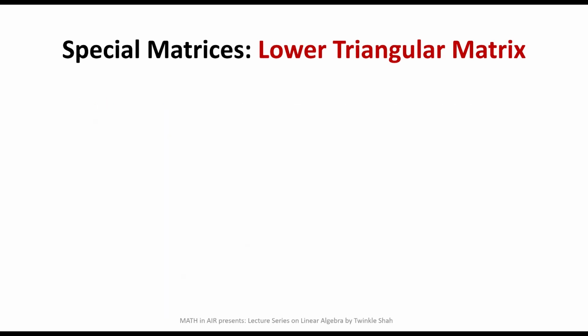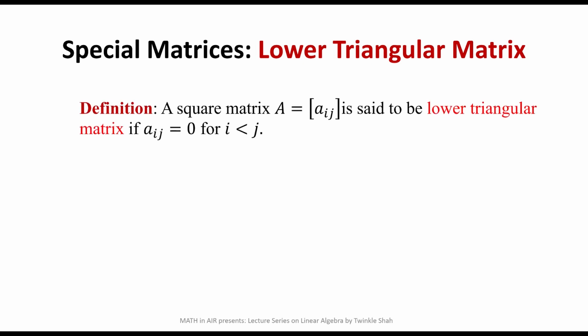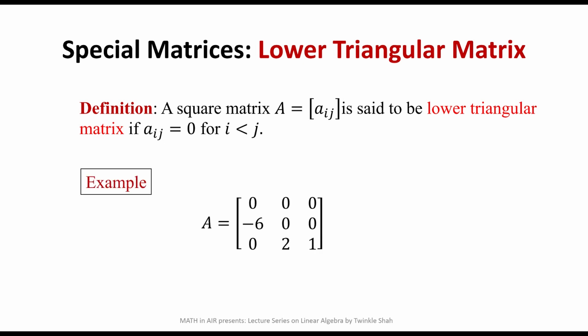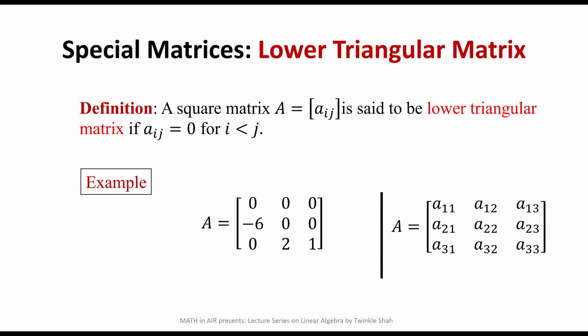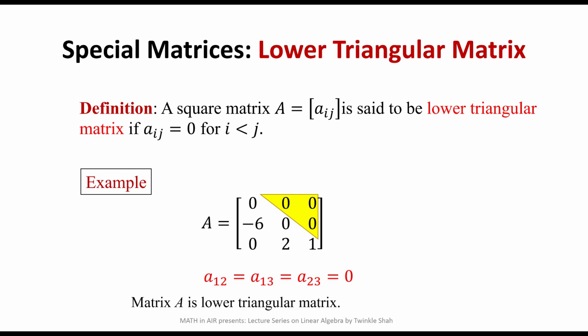Now let's understand the definition of lower triangular matrix. A square matrix A is said to be a lower triangular matrix if A sub ij equals 0 for i less than j. For example, here we have a 3 by 3 square matrix A. Here on the right we have a general form of a 3 by 3 square matrix A. Matrix A can be called a lower triangular matrix if the entries A sub 1 2, A sub 1 3 and A sub 2 3 are equal to 0. Here in the left example we can see that these entries are equal to 0. Therefore, matrix A is a lower triangular matrix.